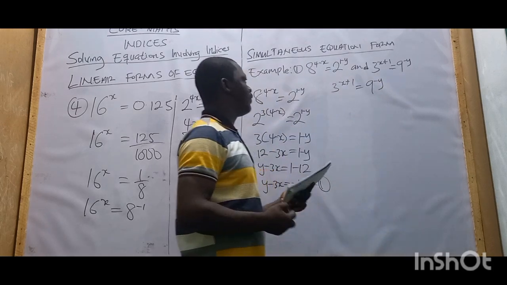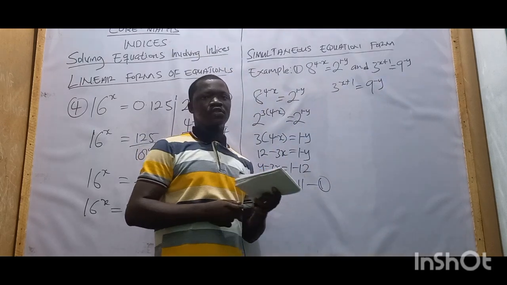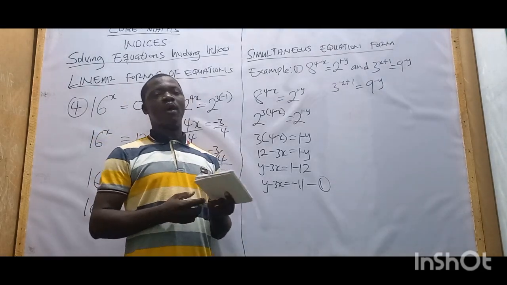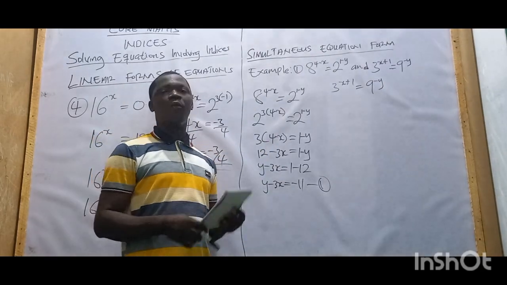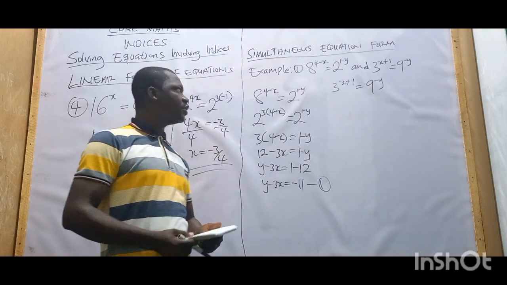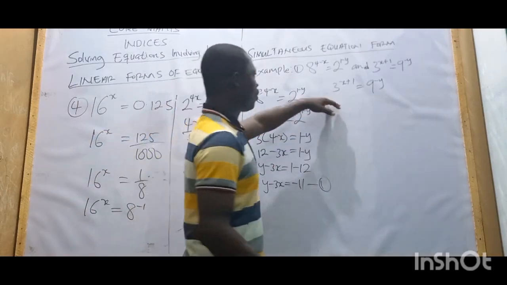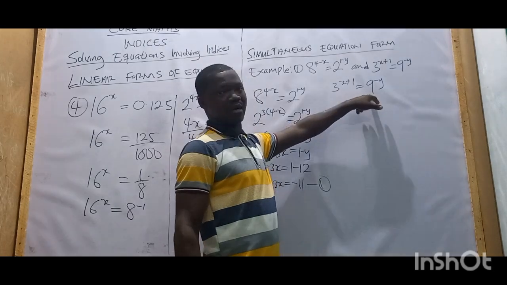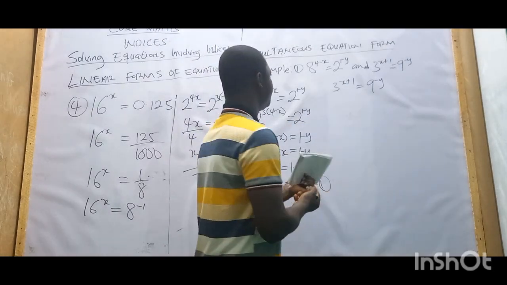So here we have 3 exponent x plus 1 equal to 9 exponent negative y. We'll look for our common base, then we proceed. So checking from this, our common base will be what? 3, because 3 times 3 will give you what? 9. Okay.